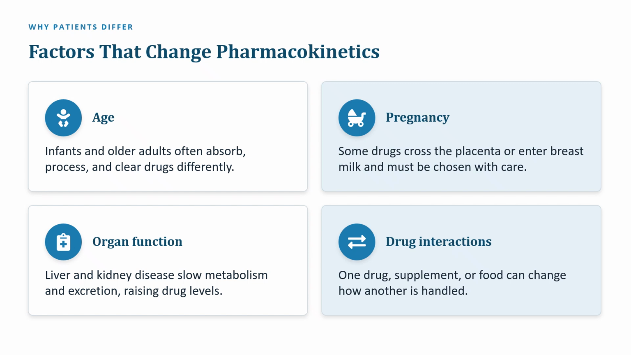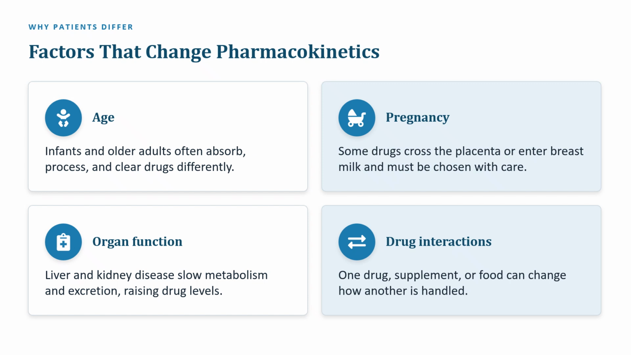The second is pregnancy. As we saw with barriers, some drugs cross the placenta to the developing baby, and some enter breast milk. So medication during pregnancy and breastfeeding are chosen with very special care. Whenever you room a patient of childbearing age, confirming pregnancy status and breastfeeding, when relevant, is part of safe practice. The third is organ function, especially the liver and kidneys, the two workhorses of metabolism and excretion. When either is impaired by disease, drugs are cleared more slowly and can build up, so doses are often reduced.